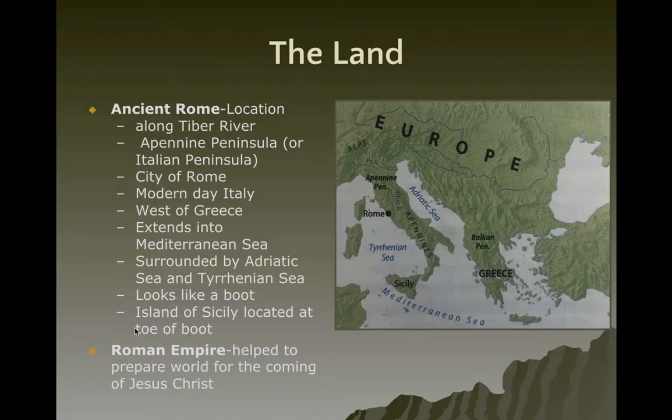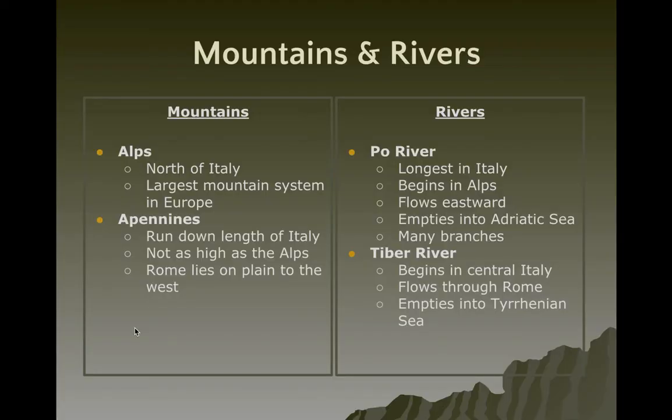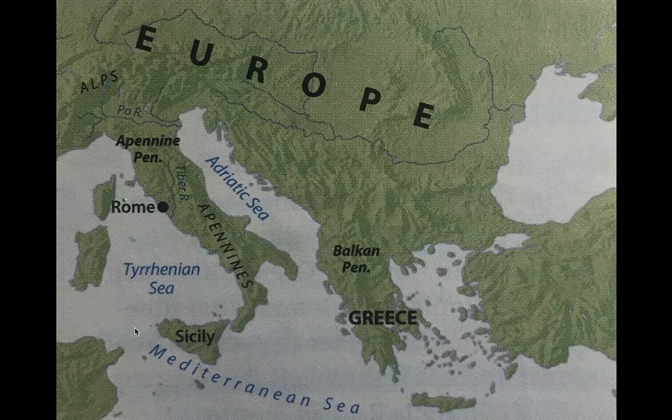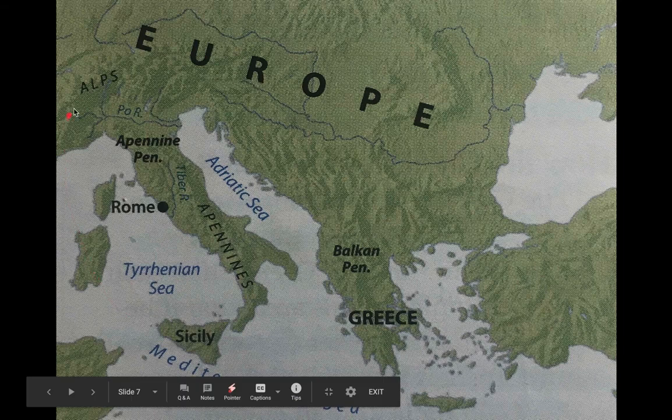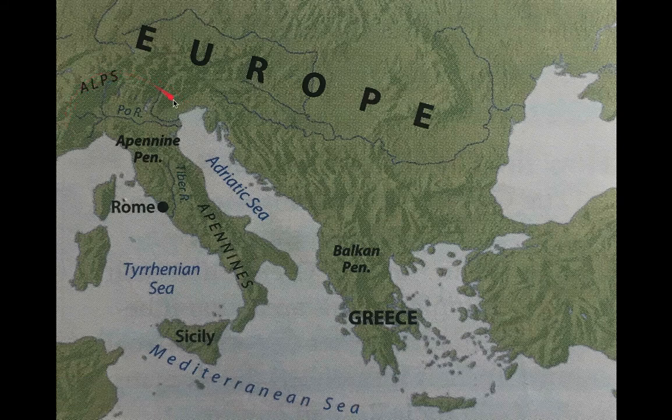Okay, so we'll go here. All right, well, let's just go right here because it's easier for me to talk over the map than it is to just talk about words. Okay, so mountain ranges are pretty important in the Roman Empire. One of the most important mountain ranges is right up here to the north of the Italian or Apennine Peninsula. And this is the largest mountain range in Europe. It's called the Alps. It's right up here.